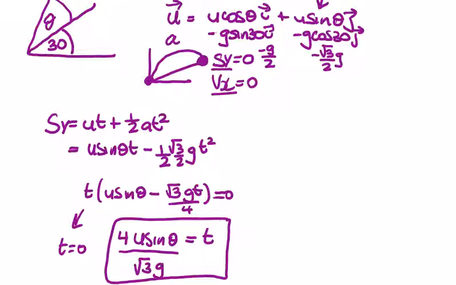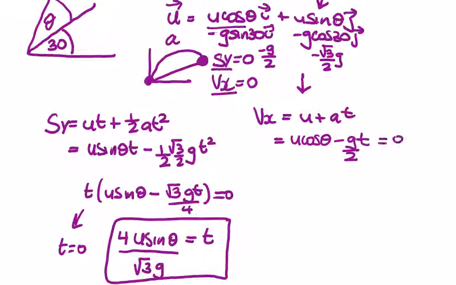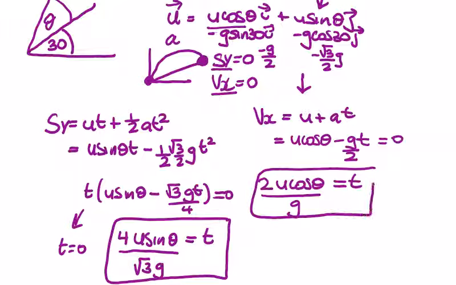We've worked out t for s of y, so now the velocity of x is equal to u plus at. This is equal to 0, coming down at a right angle. So u cos theta minus g over 2 times t will be equal to 0. So u cos theta will be equal to gt over 2. So 2u cos theta, g on the bottom, will be equal to t.